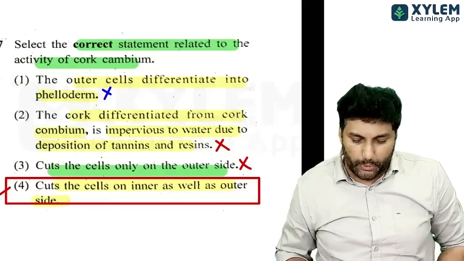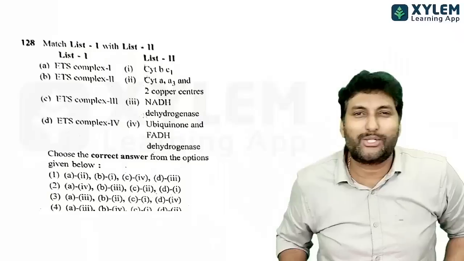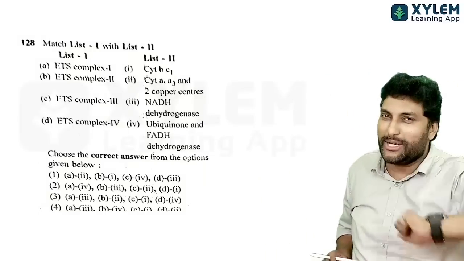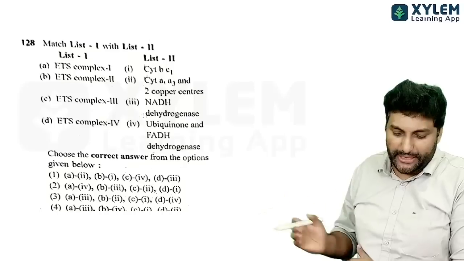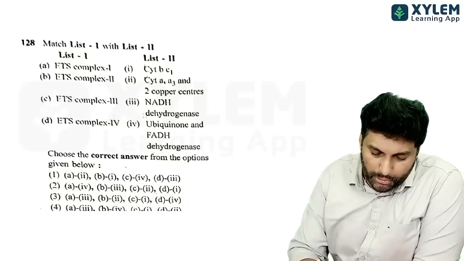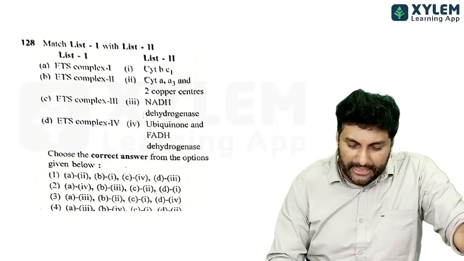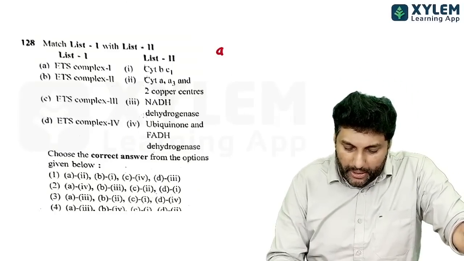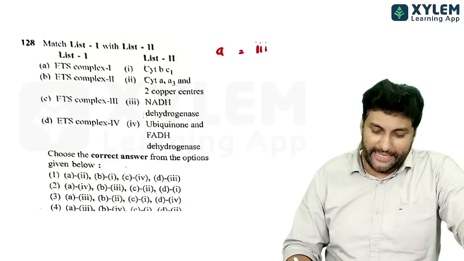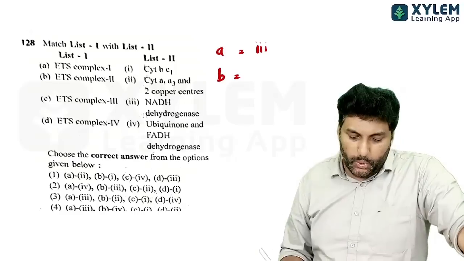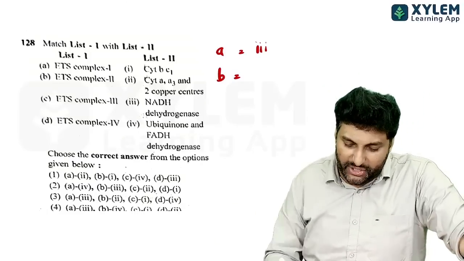Okay, let's move to the 128 one. Again, match the following. It came from the chapter Respiration, Electron Transport Pathway. You studied that 5 electron complexes are needed for the formation of ATP during the transport of electrons. Let's check it out. The first one is A goes to ETS, complex 1, which is 3, NADH dehydrogenase. B goes to complex 2. Complex 2 is actually, what is this? Complex 2 is FADH dehydrogenase.